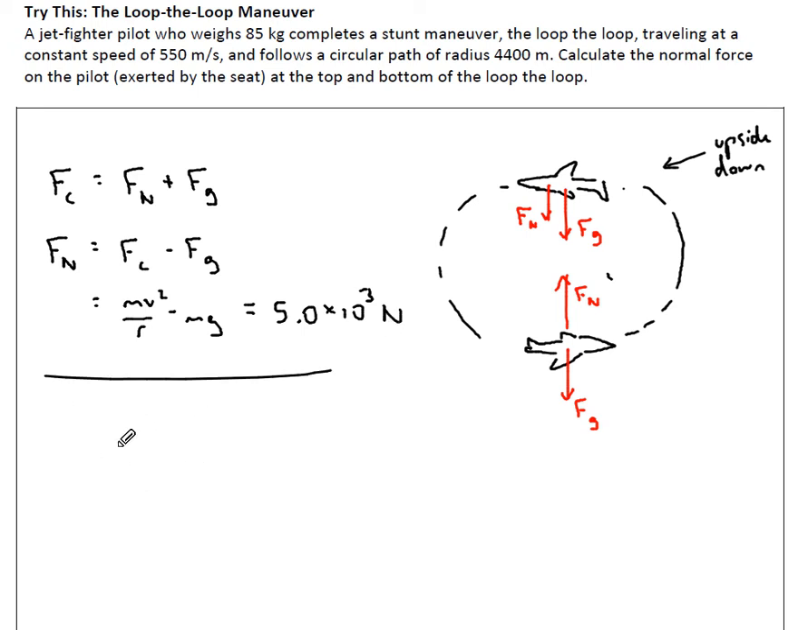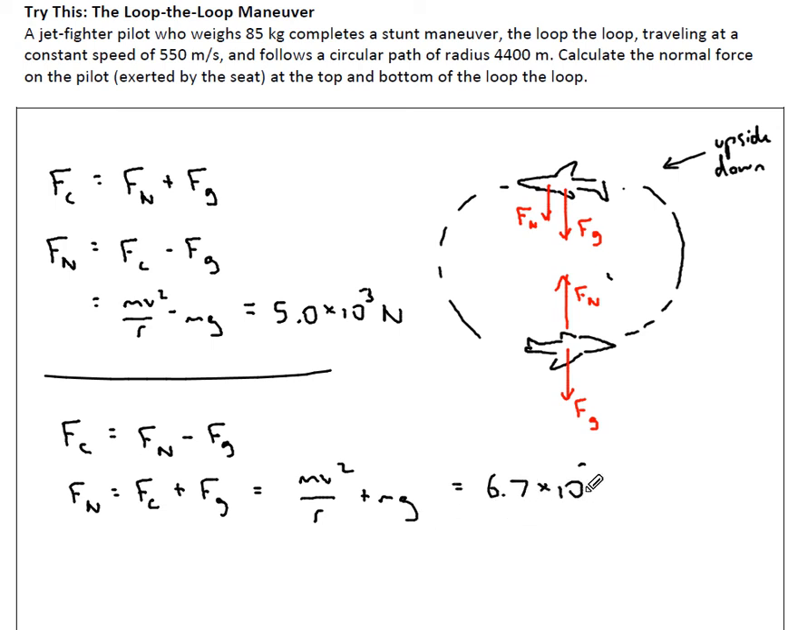And if we're looking at the bottom of the loop, we have our centripetal force equal to our normal force minus our force of gravity, again, because we think of towards the center as positive. Normal force is equal to centripetal force plus our force of gravity. So we get mv squared over r plus mg, and that comes out to be 6.7 times 10 to the 3 newtons.